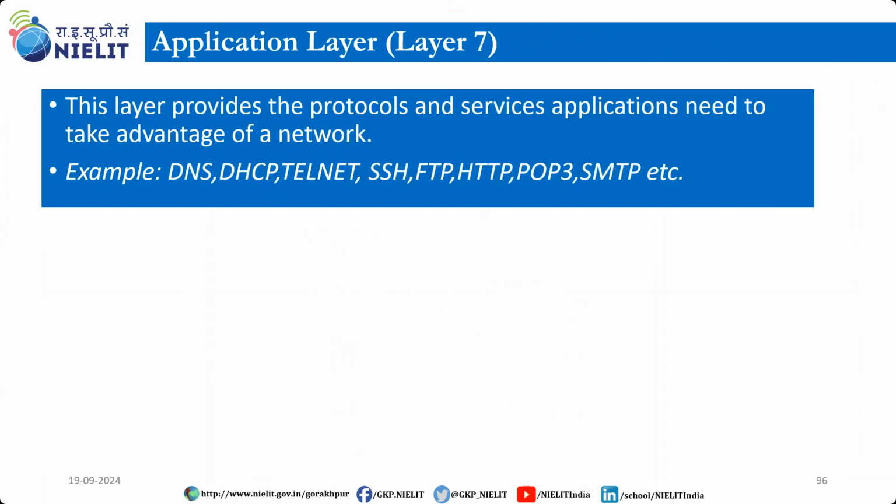So the application layer, as the name indicates, is the layer which provides application services for the user for the networking application. This layer provides the protocol services applications need to take advantage of a network. For example, DNS, domain name system, DHCP, dynamic host configuration protocol, telnet, SSH, secure shell, FTP, file transfer protocol, HTTP, hypertext transfer protocol, POP3, SMTP, SNMP. So there are many protocol services.